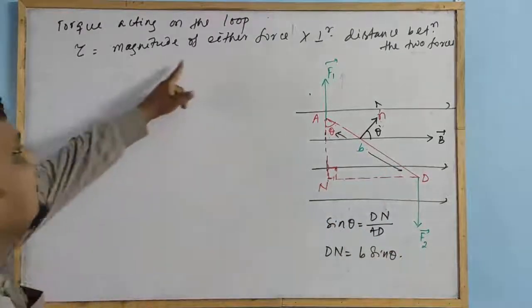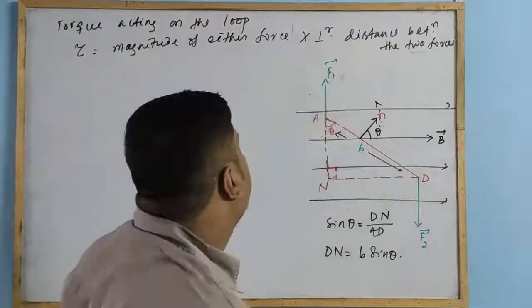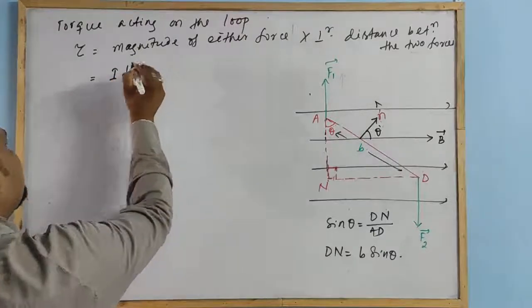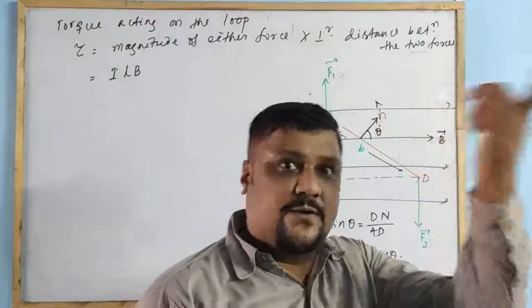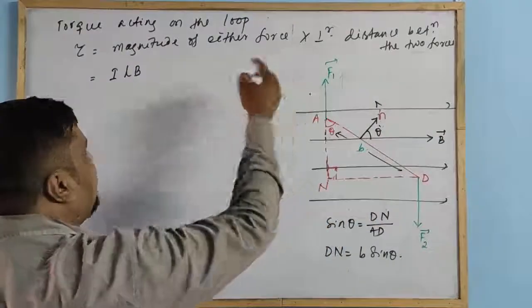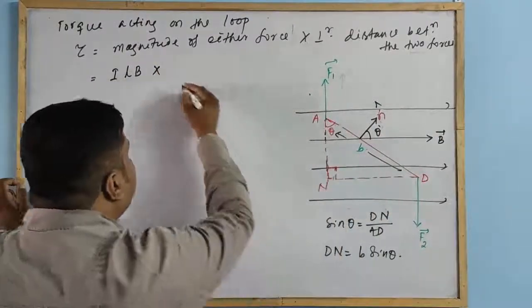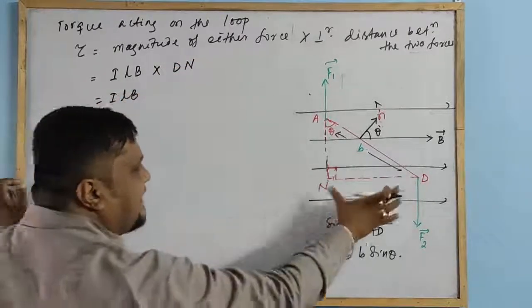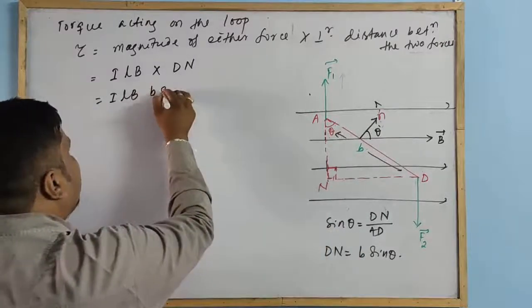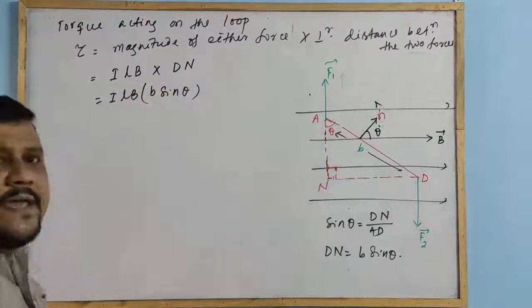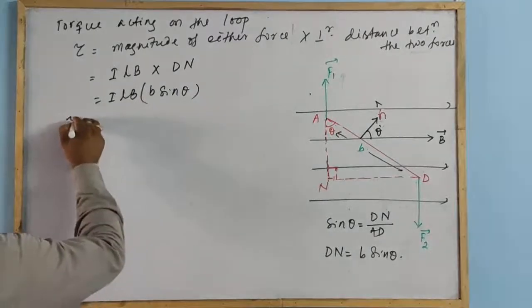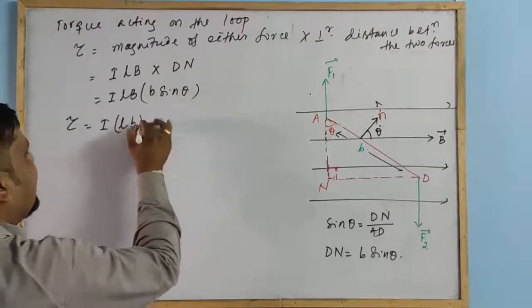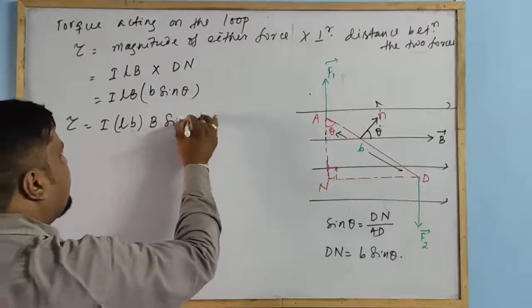Now the torque is the magnitude of either force into the perpendicular distance between the two forces. The magnitude of either force is I L B. Already you know F1 is equal to F2. So I L B times the perpendicular distance dn, which is equal to I L B into B sin theta. So tau is equal to I, length into breadth, into magnetic field B, into sin theta.